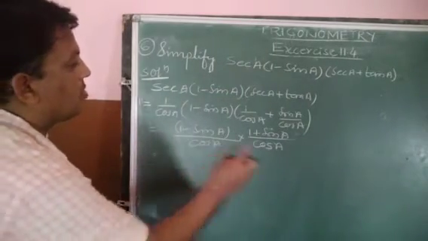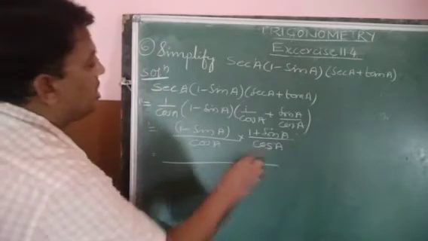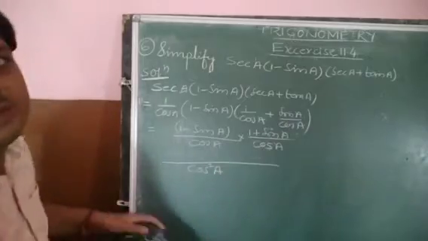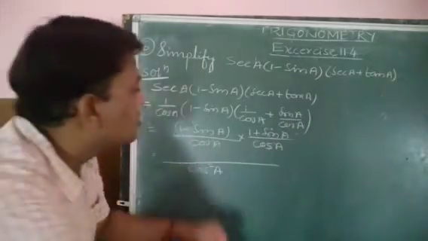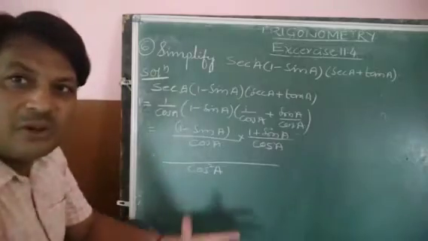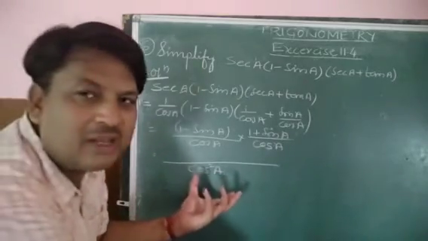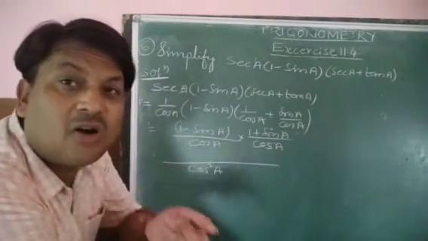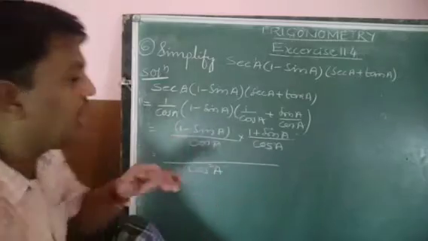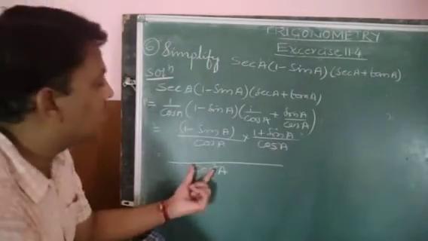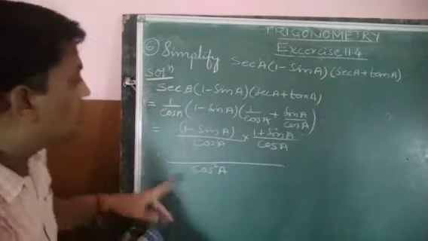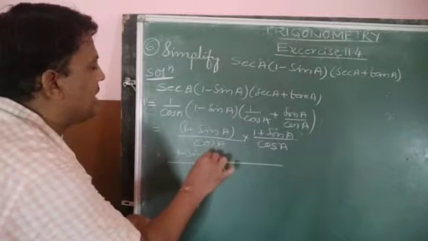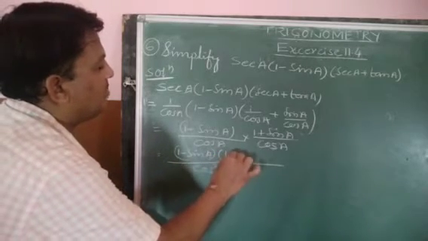The denominator is the same. Now cos A into cos A, children, is cos square A, because x into x is x square. So cos A into cos A is cos A whole square. But here I told you that cos A whole square is nothing but cos square A, and don't write cos A square. Cos square A, okay children? Because the square is of that angle's cos. And then 1 minus sin A into 1 plus sin A.